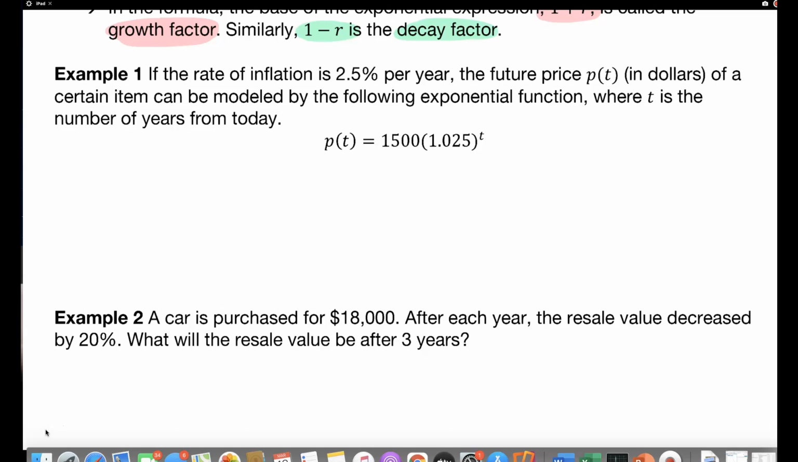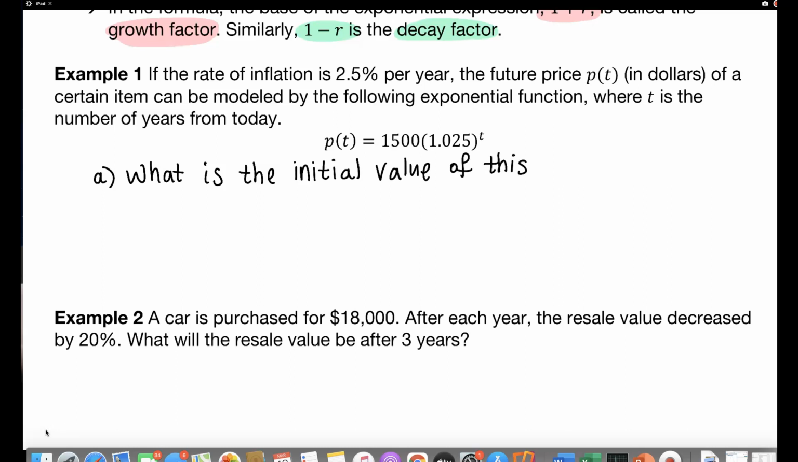What do they want? Guys, I think I have a typo here because I was typing up these notes and I was supposed to ask you a question. But you see, I didn't even ask you a question, right? So how about this? I will create the problem here, okay? Part A. What is the initial value of this item? What is the initial value of this item?